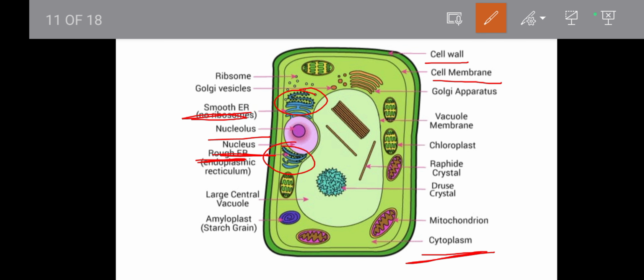Other than this, there is a large central vacuole present in the plant cell. It is surrounded by a vacuole membrane called tonoplast. Vacuole contains raphide crystals and druse crystals, which are important for calcium storage in the form of calcium oxalate. Plant cell also contains amyloplast, in which starch is stored. It also contains mitochondria, the powerhouse of the cell, chloroplast, site of photosynthesis, Golgi apparatus, Golgi vesicles, and ribosomes.